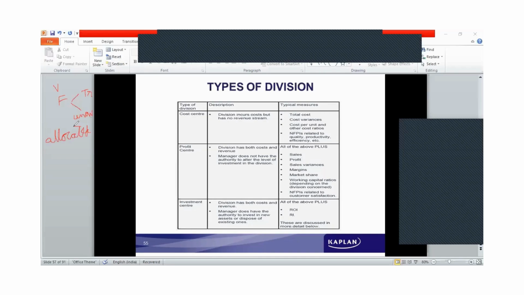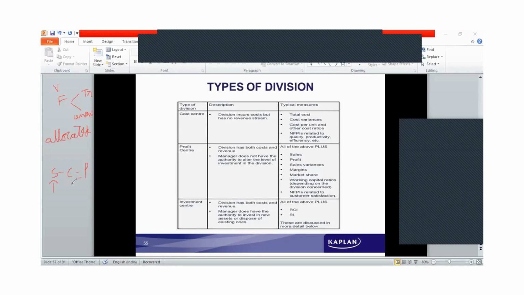Profit center is a center where they incur costs and they generate revenue. So revenue is generated, cost is incurred. So sales minus cost is called profit. Since they are generating revenue and incurring cost, there would be some amount of profit. So those centers are called profit centers. So how do we measure the performance? They should take measures to generate more amount of sales.